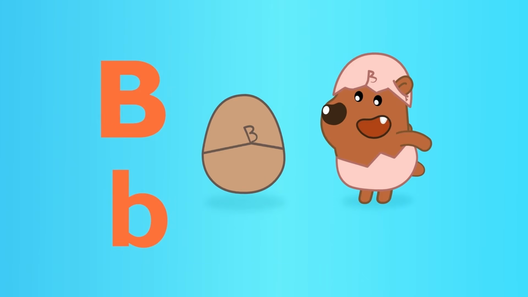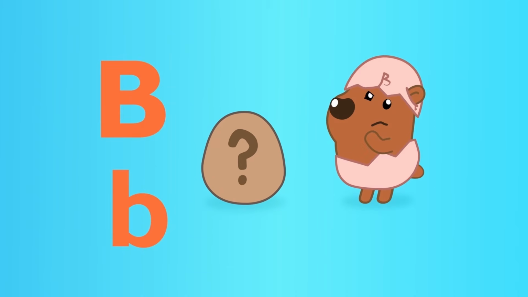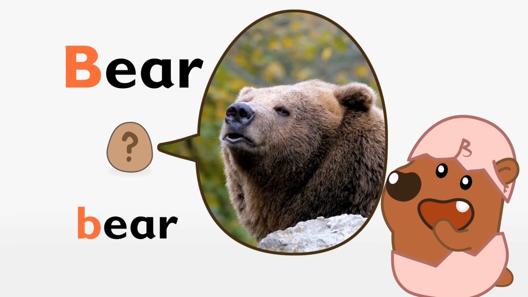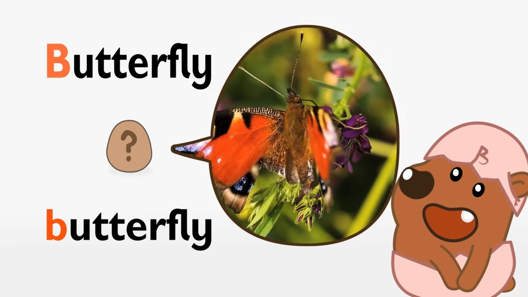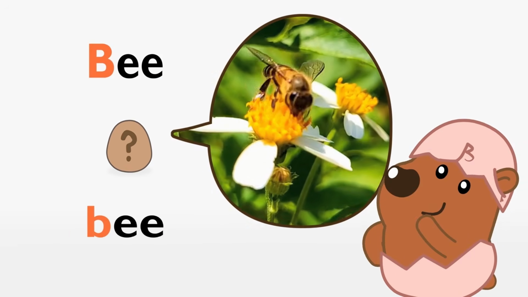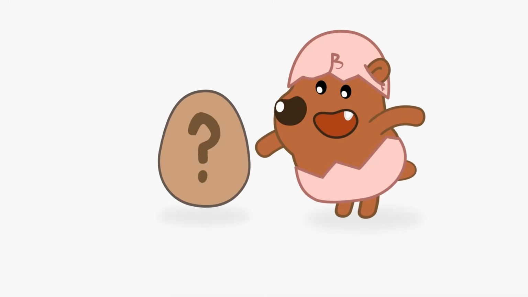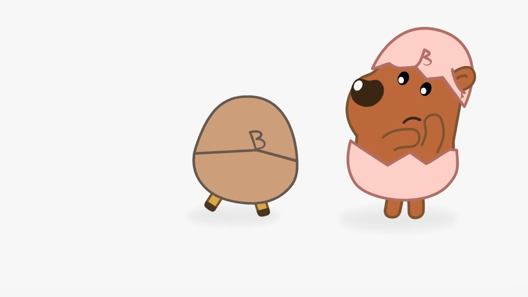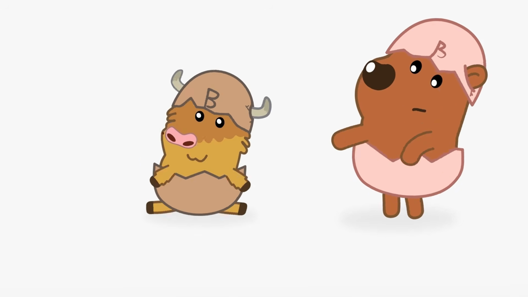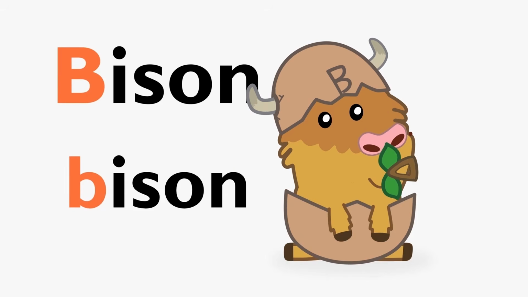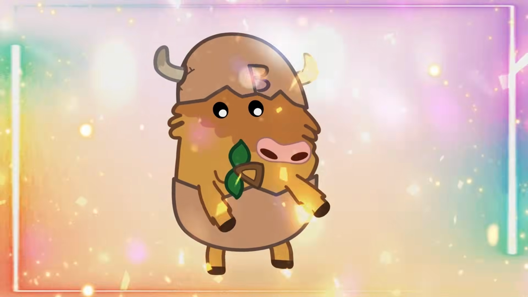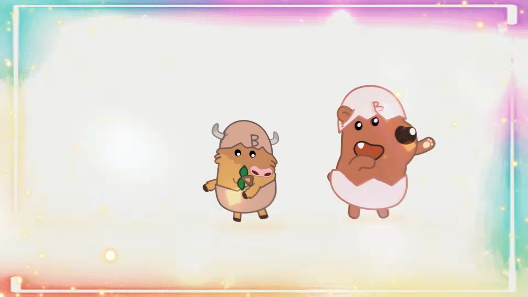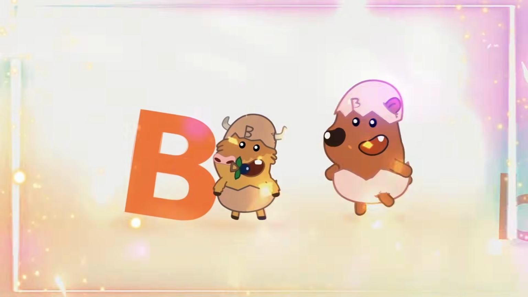Beggy B is hatching. What can it be? Starting with a B. A bear. Maybe a butterfly. Why not? A bee. Let's see. Wait. It's a bison! B for bison! Hooray! Welcome, Beggy Bison! Let's play with Beggy Bison!